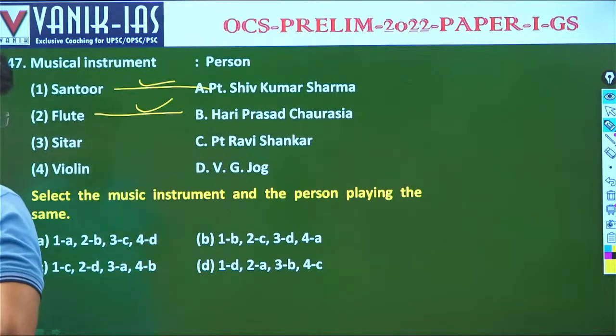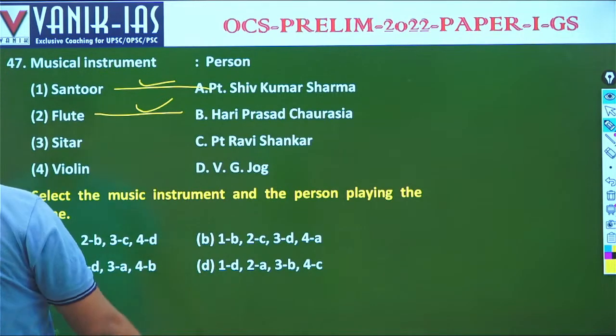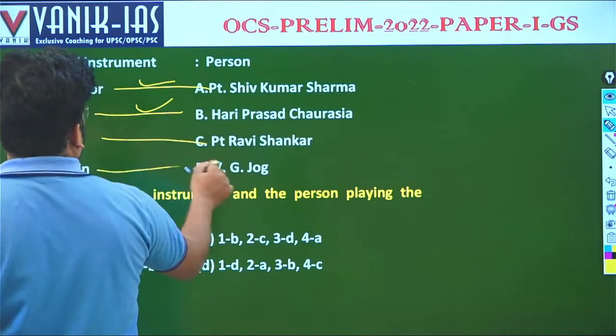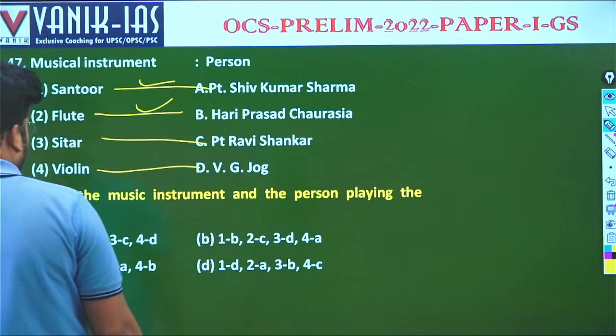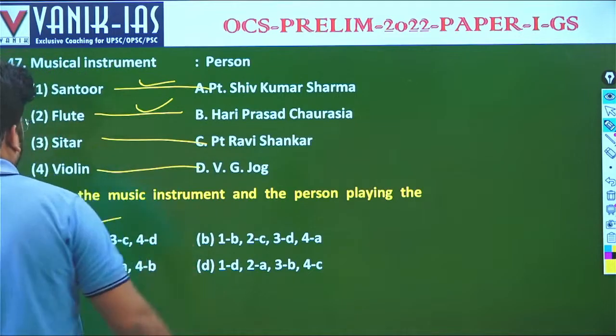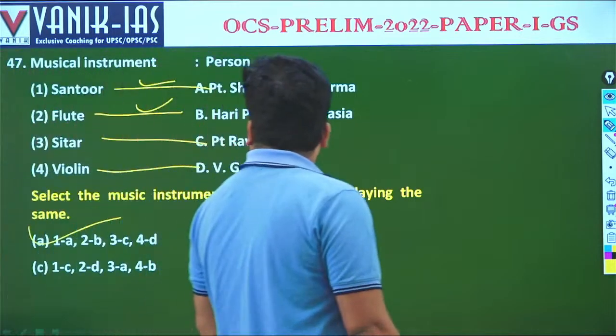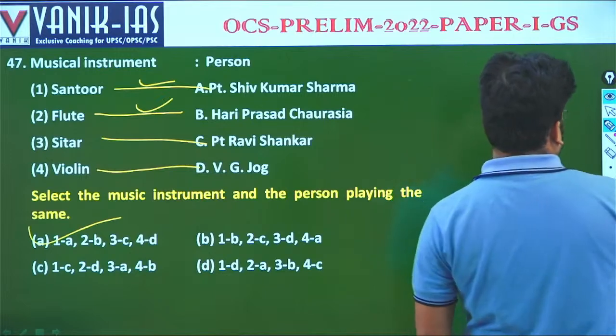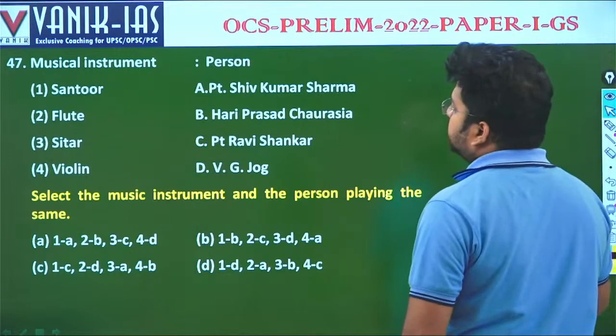Select the music instrument and the person playing. Sitar, Pandit Ravi Shankar; violin, DVG, Chok. So 1A is right: 1A, 2B, 3C and 4D. Famous exponents. Okay.